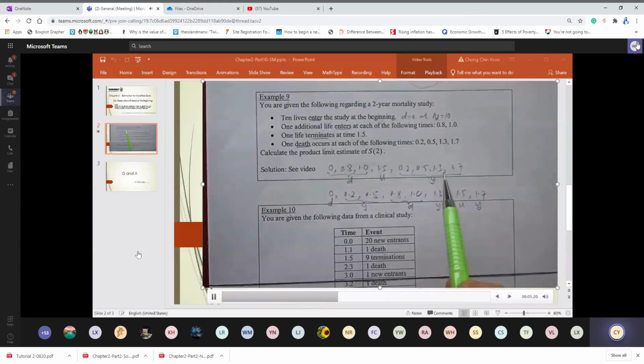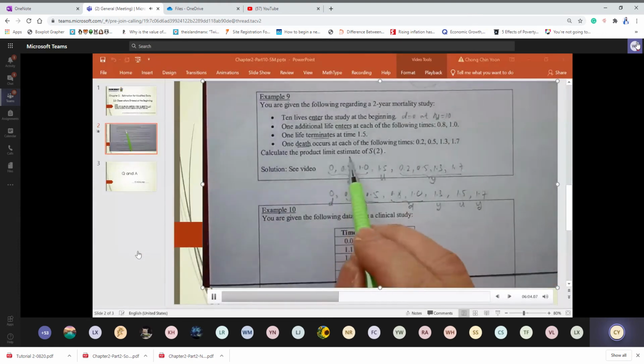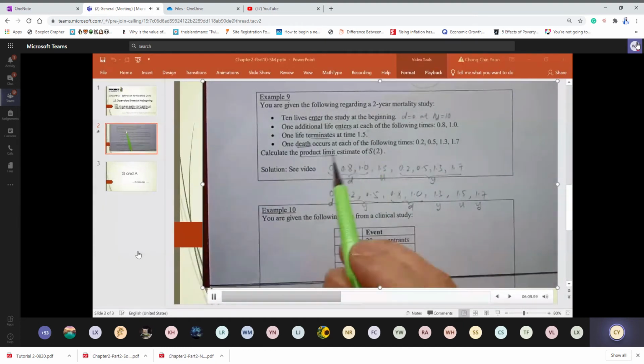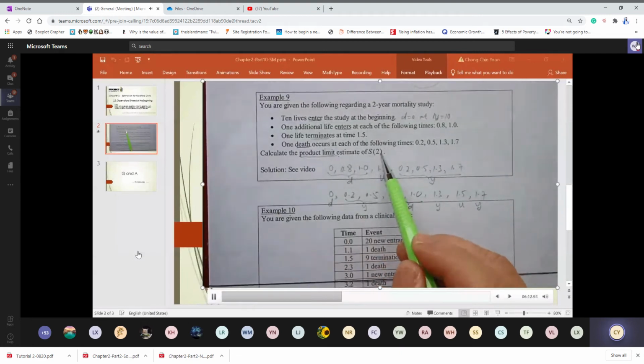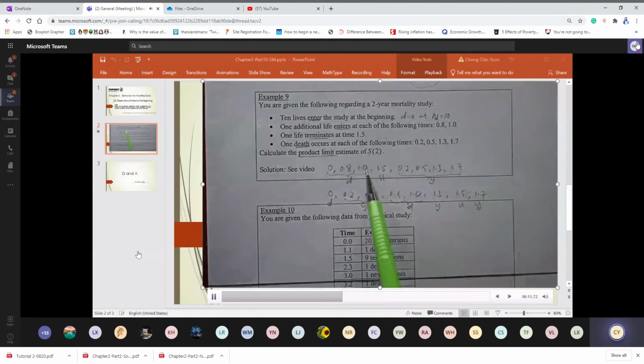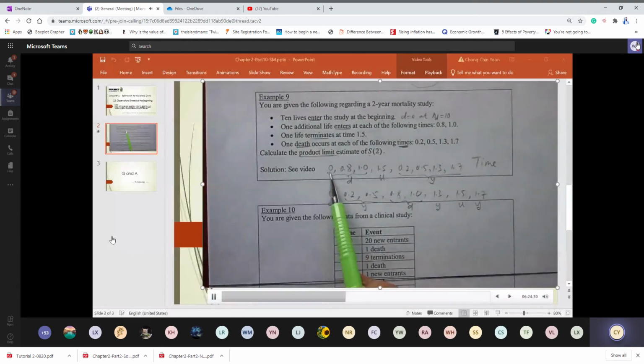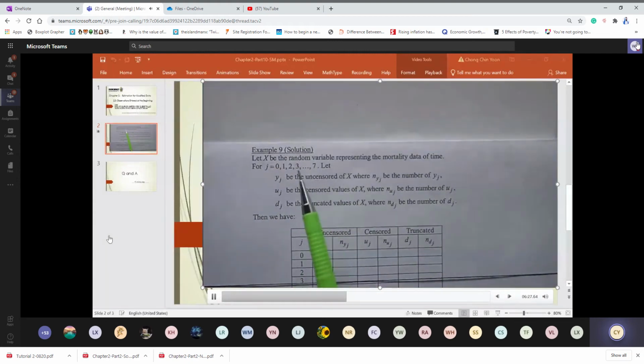Our purpose is to find the product limit estimate of the survival at 2. This product limit means that we have to use the Kaplan-Meier to estimate the survival at 2. So remember, all the data here refer to time. Time 0 means the beginning. Let's go to the solution of example 9. Let x be the random variable representing the mortality data of time. So y represents the uncensored value, u represents the censored value, and d represents the truncated value.